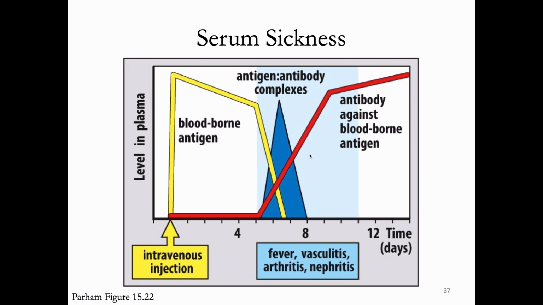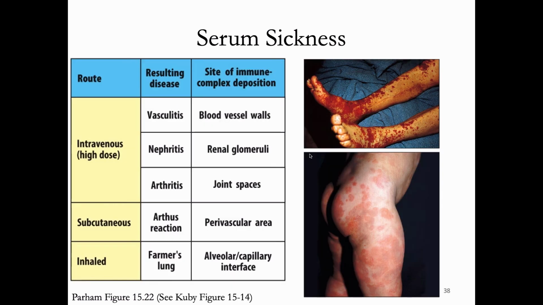And so I apologize for the slight grossness on the next slide. In the grand scheme of gross slides I got, this isn't that bad. But these are examples of individuals with serum sickness. And so again, if the antigen is in the vasculature, we can actually see immune complexes hitting the blood vessel walls and leading to vasculitis, in the kidneys leading to nephritis, in joint spaces leading to arthritis.